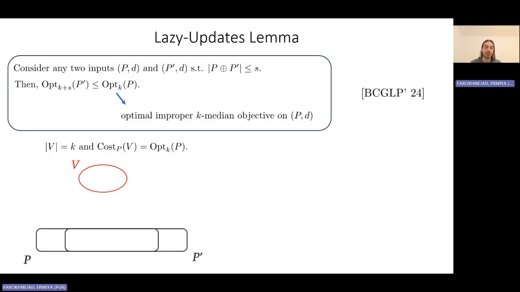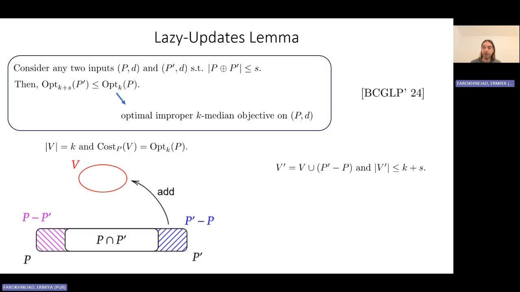Now consider the space P prime such that the difference of P and P prime is at most S. What we can do is as follows. We can take all of the points that are inside P prime but are not in P, and insert all of them into V. So we get a solution V prime, which is a feasible solution for the K plus S median in the new space P prime.